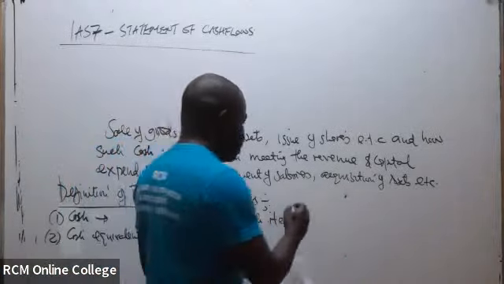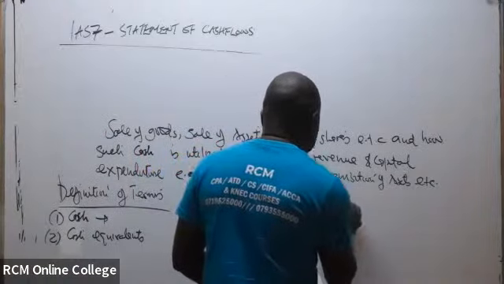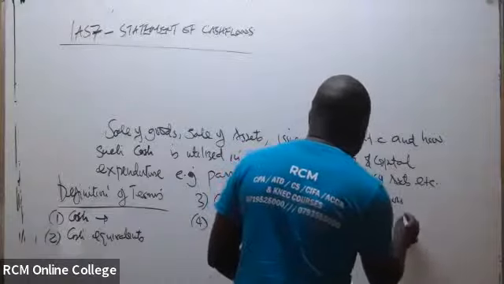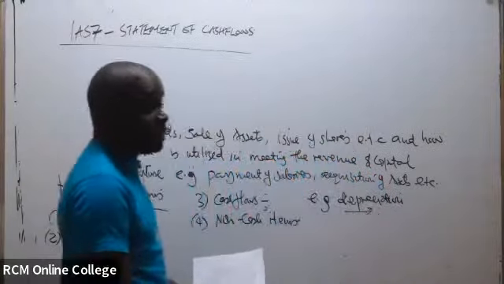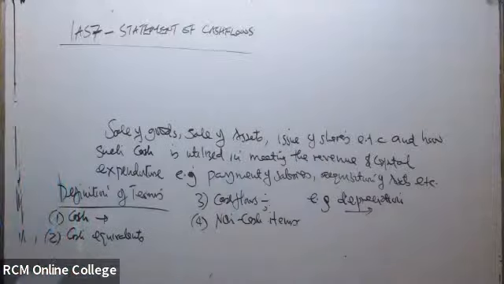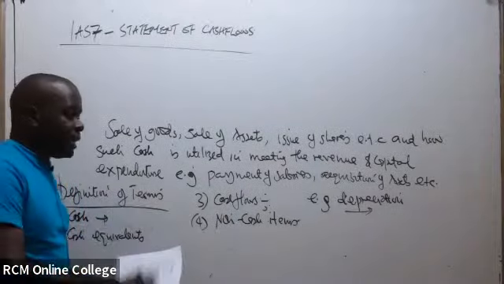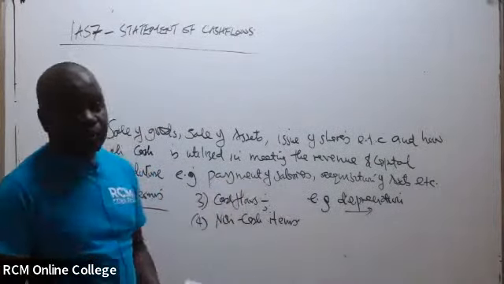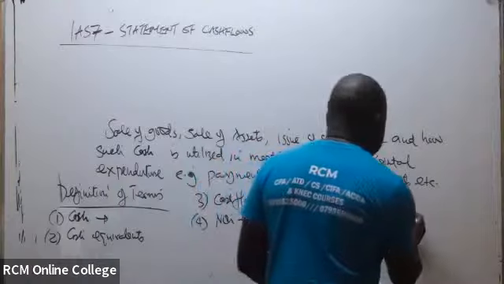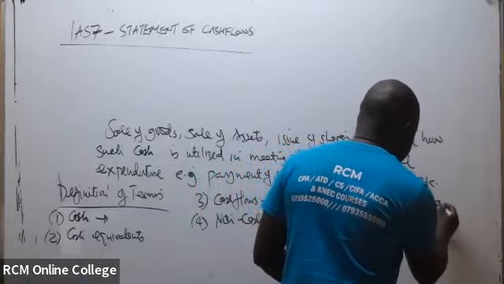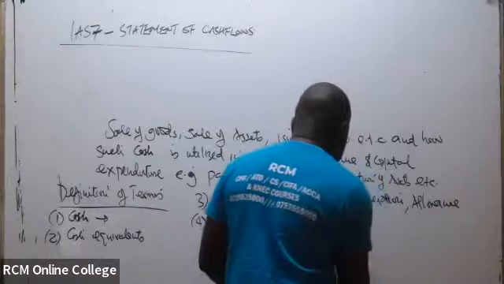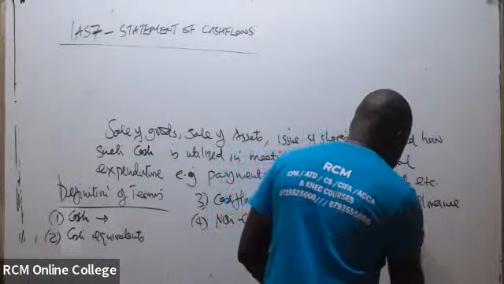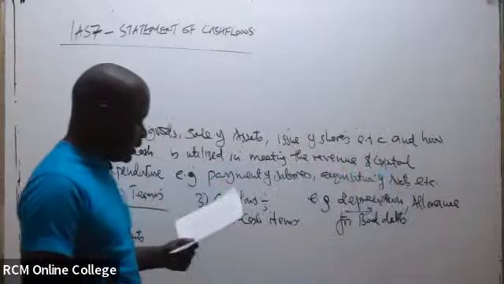I'll give an example, e.g., depreciation. You normally recognize it as an expense, but ideally, there's no money that has gone out of the business. It's just the loss of value of an asset, but you haven't paid any money out. So it's a non-cash item. Likewise, allowance for bad debts. They don't involve cash having to go out, so they are non-cash items.